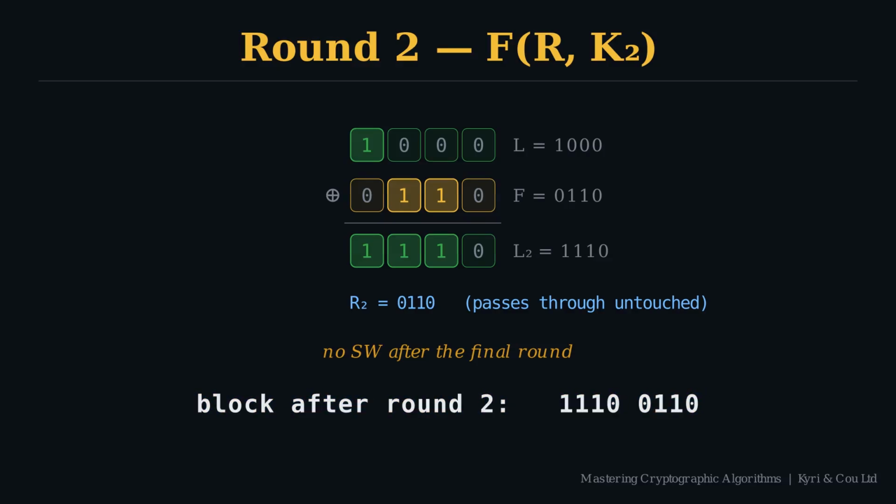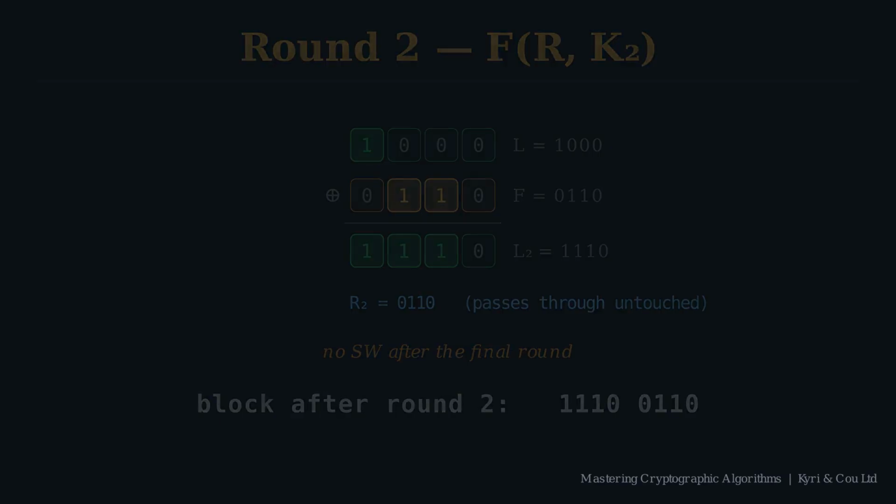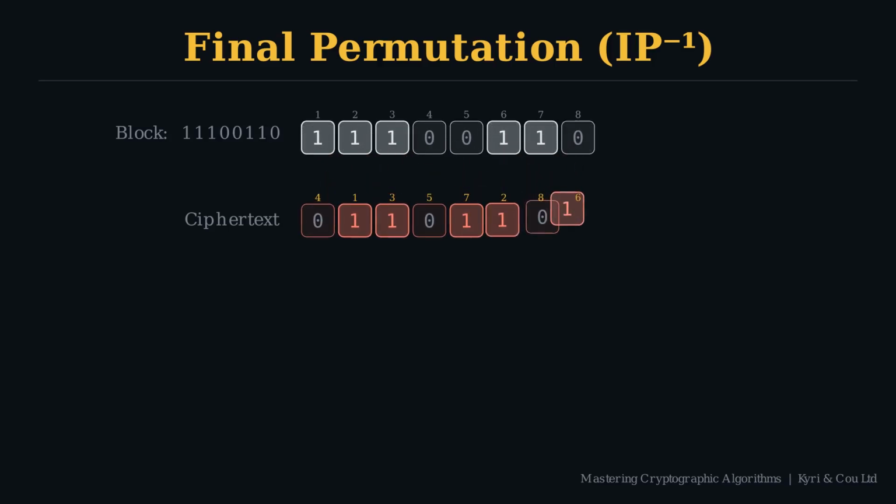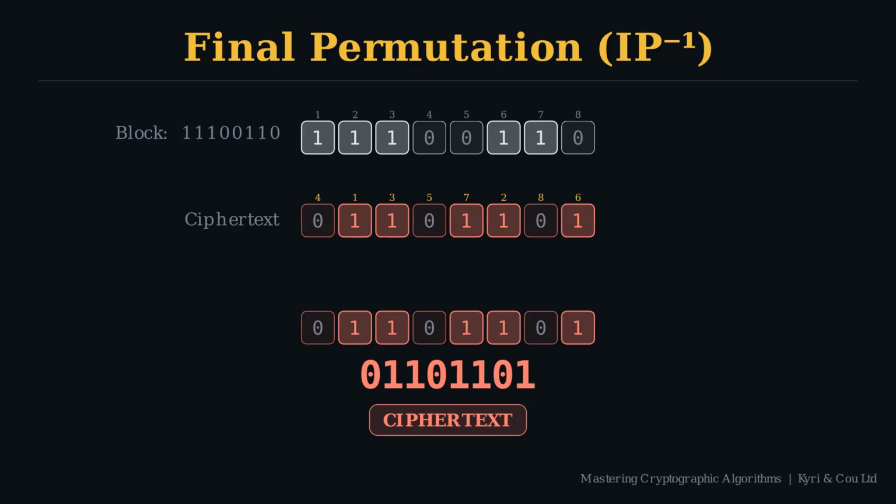Our block now stands at 11100110, and we're one step away from the ciphertext. The last step is IP inverse, the mirror of the shuffle we started with. Every bit returns to the seat it was originally taken from, and out drops the ciphertext 01101101. 8 bits went in, 8 bits came out, and every intermediate value sat on screen along the way. You can rerun the whole thing on paper and check us.